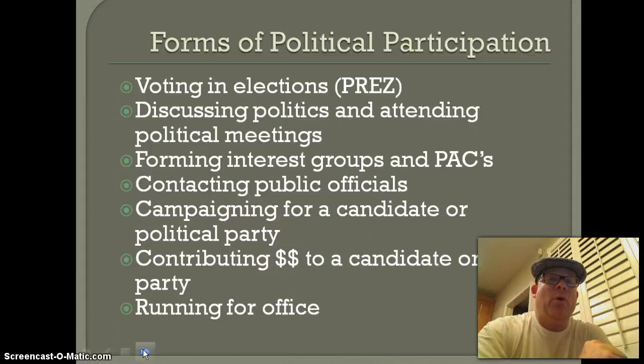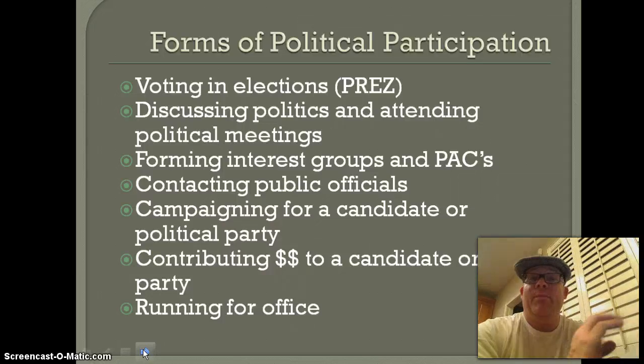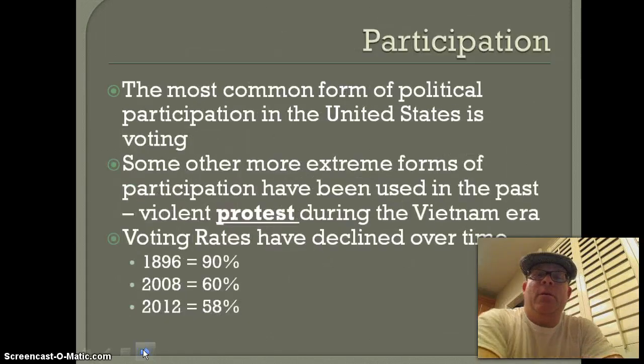We also are going to be involved in discussing, maybe attending political meetings, forming and being members of interest groups and political action committees, writing letters and emails to congressmen, campaigning for a candidate, contributing money to a political campaign, and then probably the biggest example of participation would be, of course, running for office. These are all very different levels of commitment and can all be done by pretty much any American with the proper support.